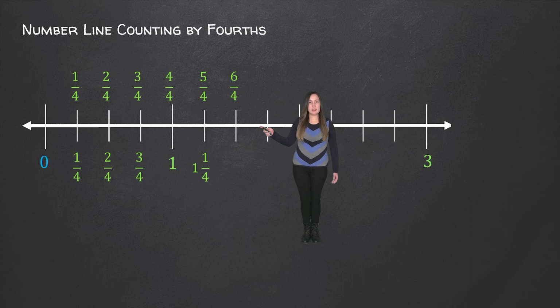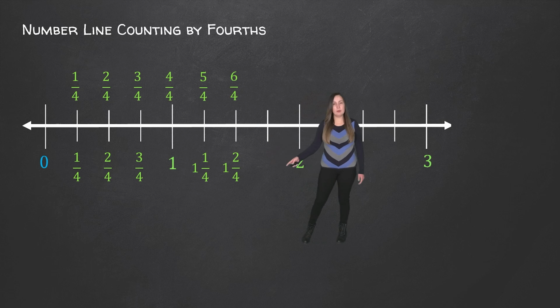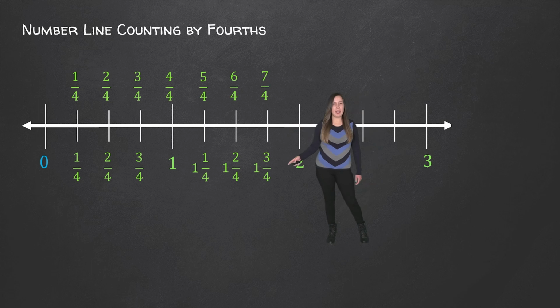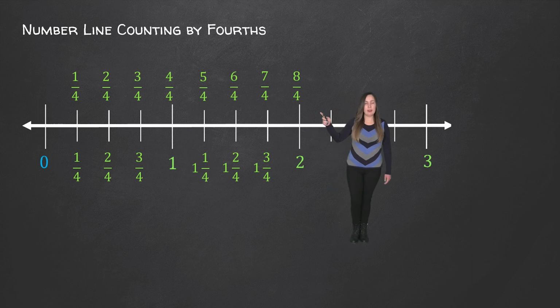Then we have 6/4, which is an improper fraction that can be written as 1 and 2/4. Yes, that can be simplified, but we're just going to leave it as 2/4 for now. Then we have 7/4, which can be written as 1 and 3/4. Then we have 8/4, which simplifies to 2.